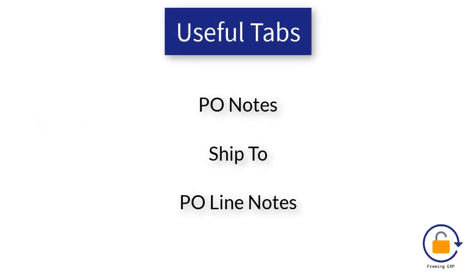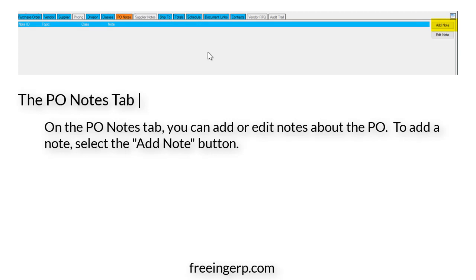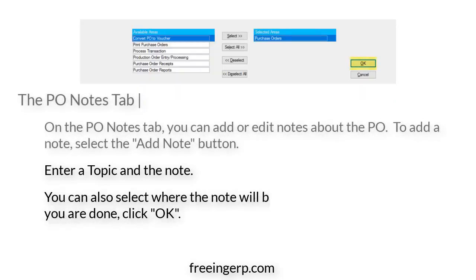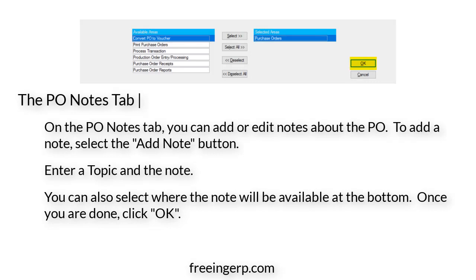Other useful tabs in the purchase order entry window are the PO Notes, Ship To, and PO Line Notes tabs. On the PO Notes tab, you can add or edit notes about the PO. To add a note, select the Add Note button. Then, enter a topic and the note. You can also select where the note will be available at the bottom of the window. Once you are done, click OK.